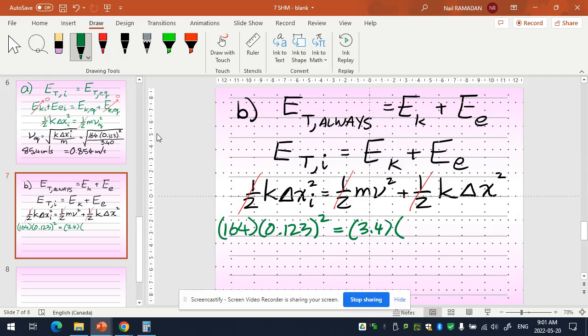Do I know the speed in part B? Am I given the speed in part B? Yes, in part B, they're telling me how fast the system is going. So I can use it, but they're giving it to me in centimeters. I need to do it in what? Meters. So what would that decimal be? 0.65 squared. Plus 164 times what? Times delta x squared. We need to solve for the delta x squared.